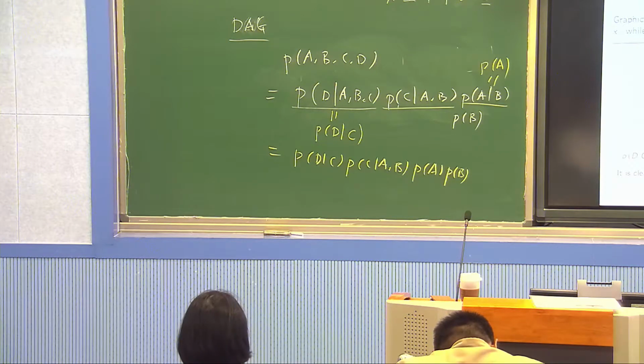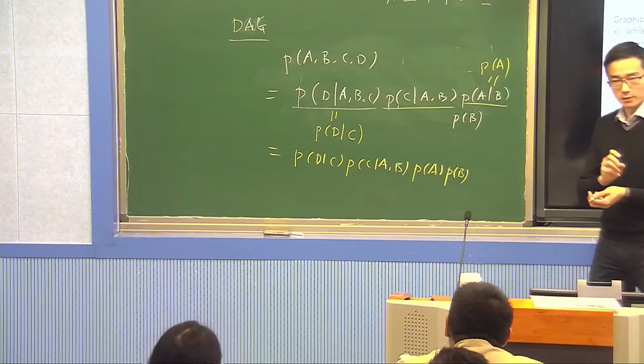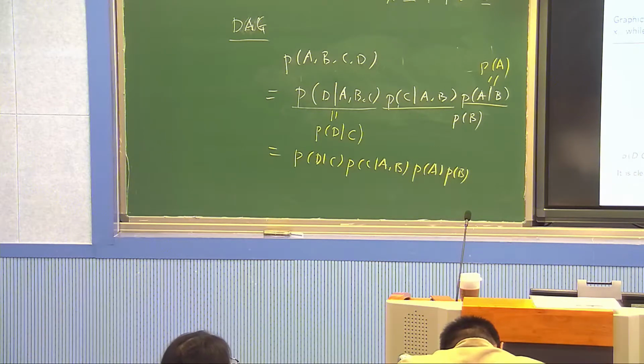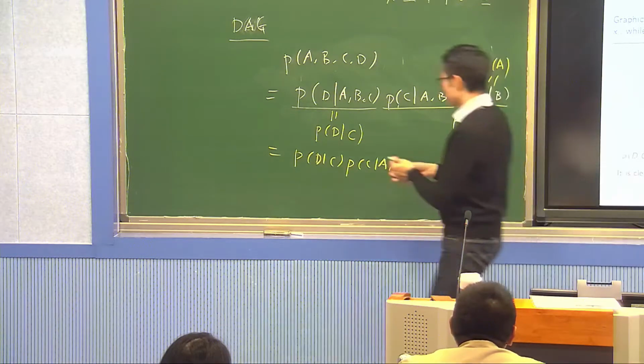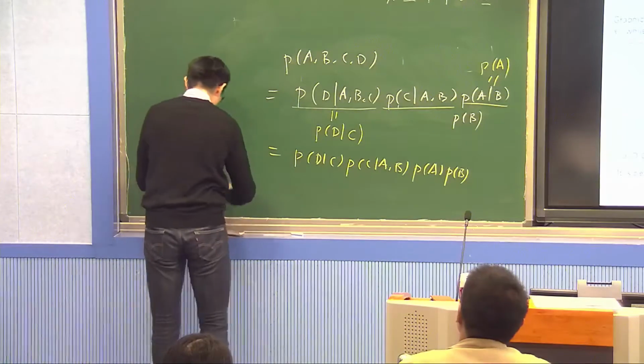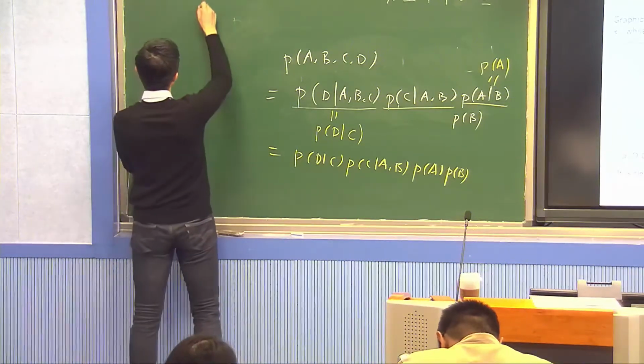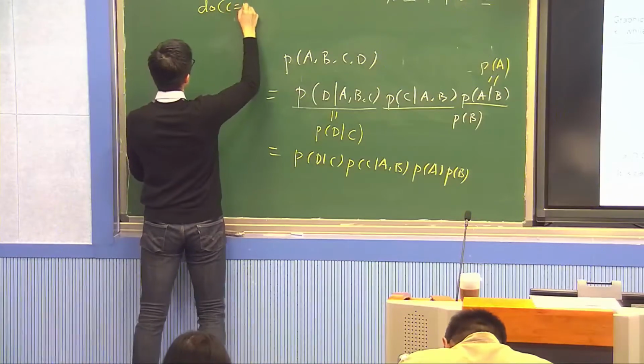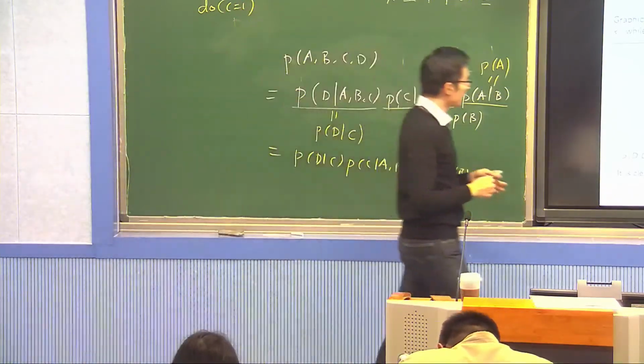Now, what if I do the experiment? Imagine that this is the graph that describes data from an observational study. Now I'm going to do some experiment. I'm going to manipulate C myself. As an experimenter, I'm going to come in and set C equal to 1, for example. My question is, what happens when I do C equal to 1? So I go in, I set C equal to 1.